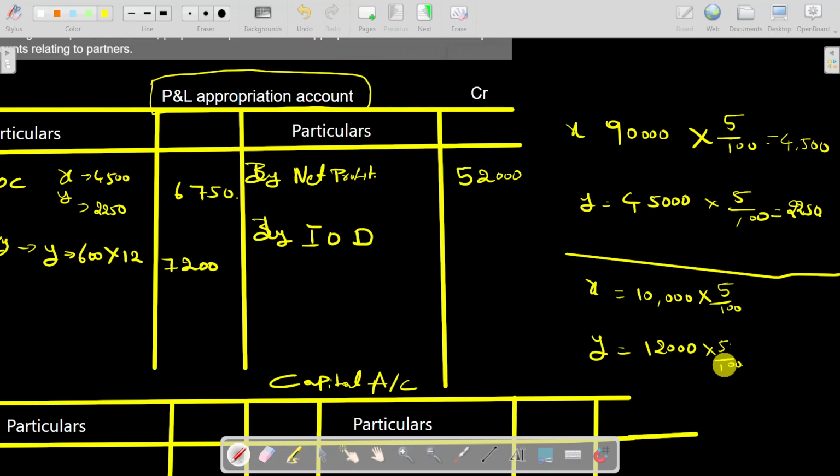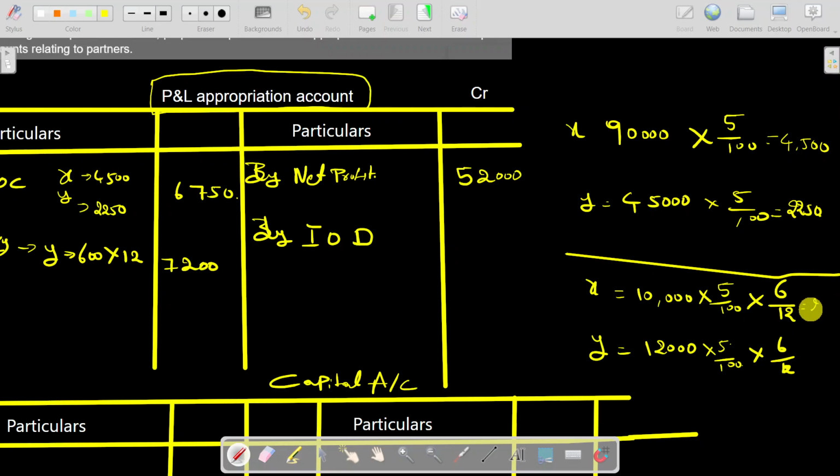5%. And they have not mentioned anything in the problem, like whether they are taking it in the middle of the year, beginning of the month, or end of the month. They have not given anything in the problem, so we will assume they are taking the drawings in the middle of the month. So we have to do 6 by 12 here.